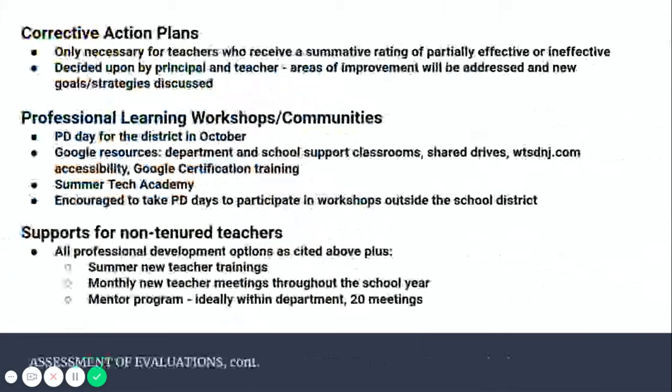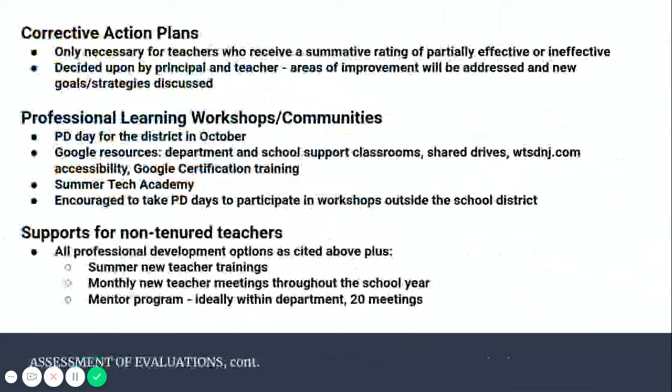There's also a myriad of professional learning workshops and communities for you to partake in. One of our scholars, Strong, is talking about staying up to date on your content area, and that effective teachers are constantly learning and growing. And so by taking advantage of some of our workshops in our district, but also workshops outside the district, are one way to increase your effectiveness in the classroom.